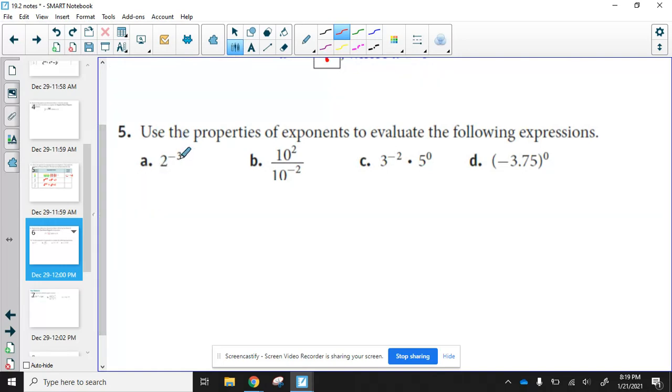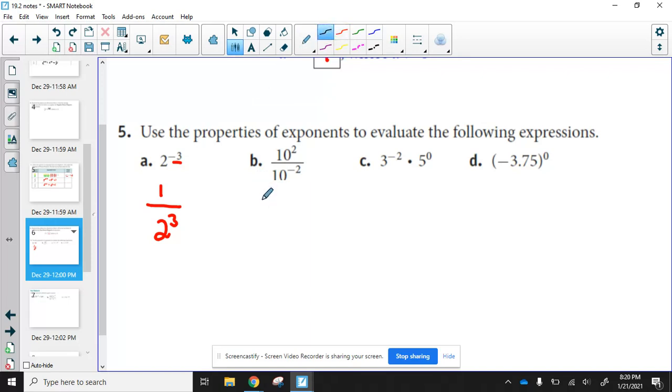Okay, so now we have some examples to run through. So we have 2 to the negative 3rd power. Again, if you see a negative power, it should be a red flag immediately. So that means that we have to do 1 divided by 2 to the 3rd power to get rid of that negative exponent. So that one is nice and easy.